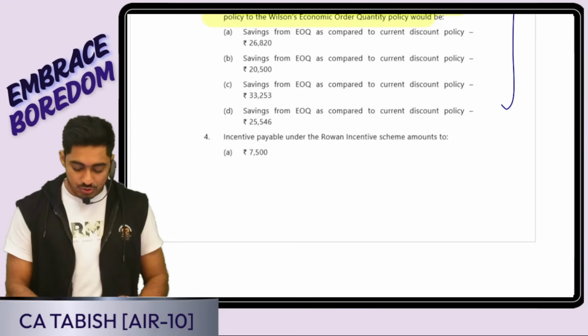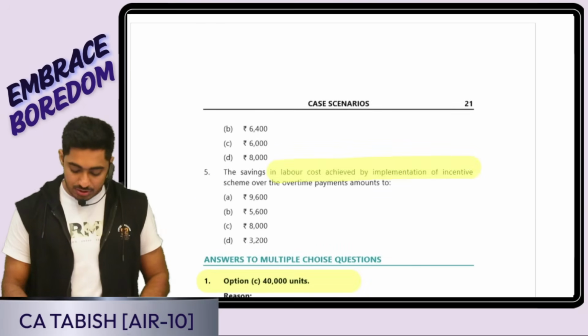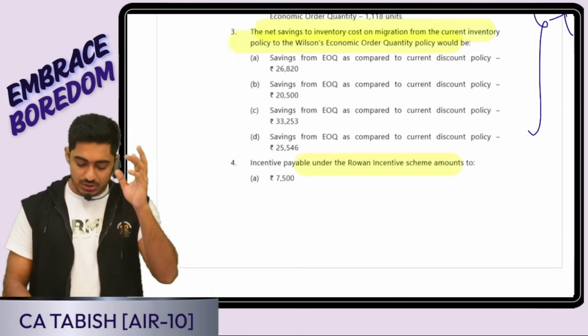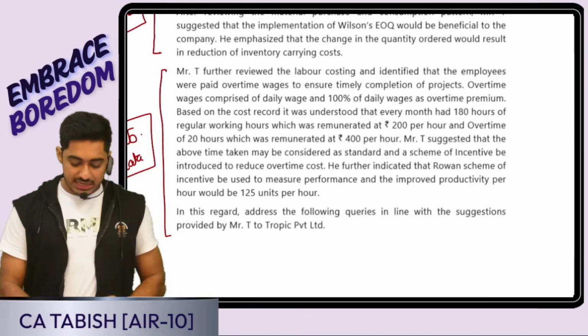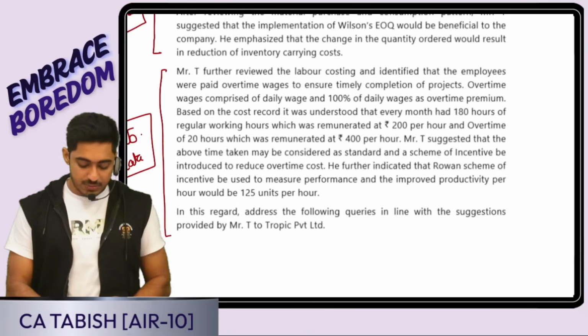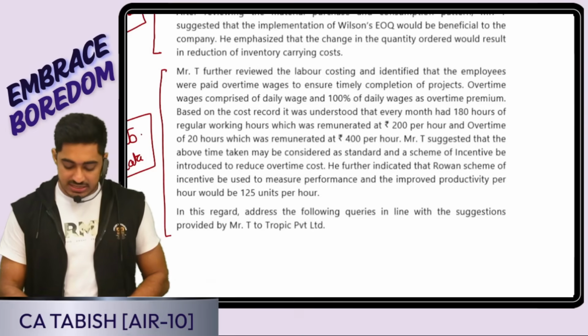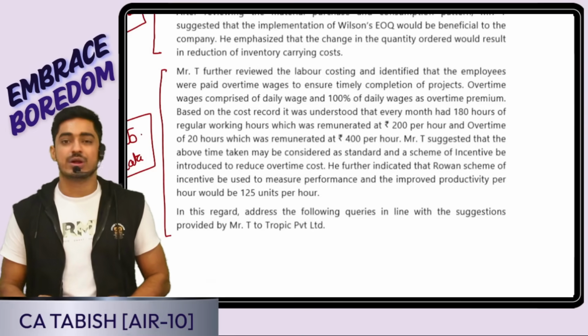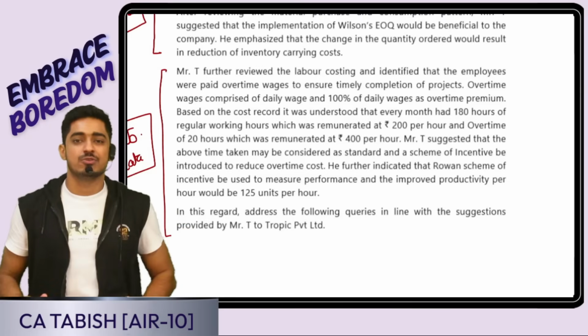They are asking what is the total incentive payable under Rowan plan. Yes, and they are asking savings in labor cost. Very simple question only this is, but still because it is there, let us try doing. Mr. T further reviewed the labor costing and identified that employees were paid overtime wages to ensure timely completion. Overtime consisted of daily wage and 100% of daily wages as overtime premium. That means basically normal hour if I am paying 100, here for overtime we are paying 200 rupees.